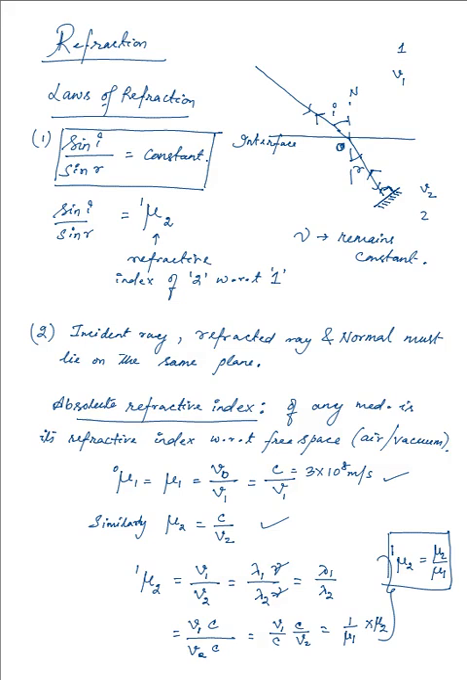Now, in the same line, if we alter the definition, that is the refractive index of the first with respect to the second, then it will give me the ratio of the absolute refractive index of the first with respect to the absolute refractive index of the second, and that is exactly the way it should be. So from these two, what we can write is that mu2 with respect to 1 will be equal to 1 over mu1 with respect to 2.